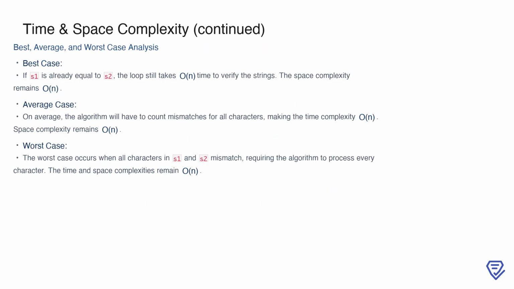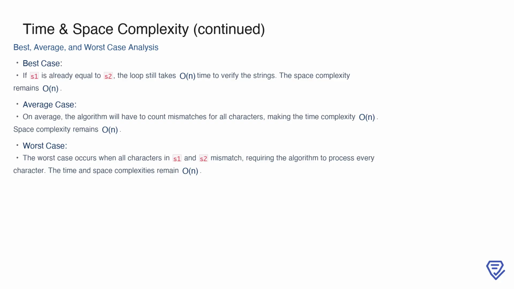Let's examine the best, average, and worst-case scenarios for the algorithm. In the best case, the strings S1 and S2 are already equal. Even then, the loop must iterate through all n characters to verify the equality, resulting in a time complexity of O(n). The space complexity remains O(n) due to the input size. In the average case, the algorithm needs to count mismatches for all characters in the strings, which still requires O(n) time, with space complexity unchanged at O(n).